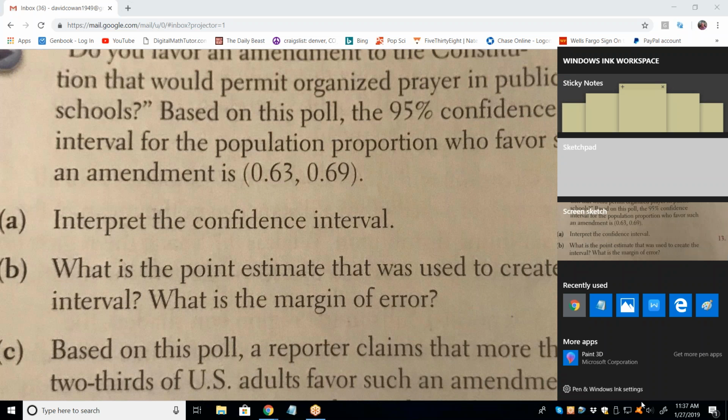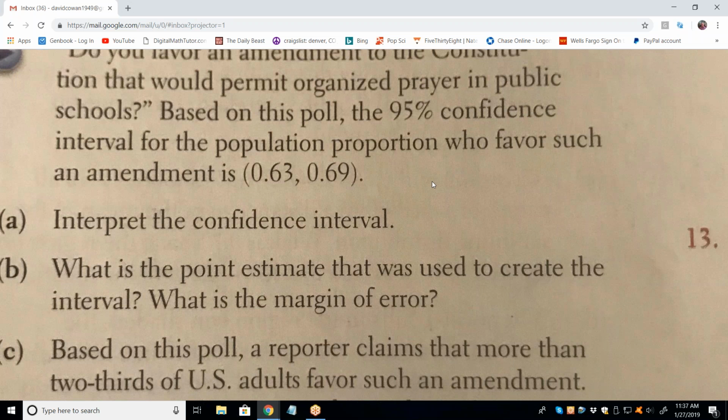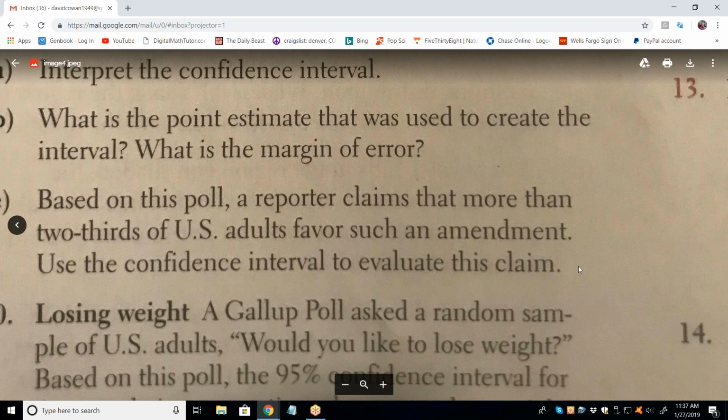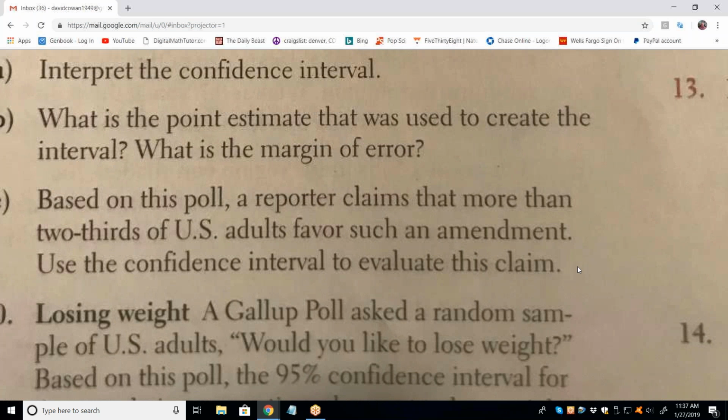So the question is a little bit ambiguous. Clearly, according to this, the true mean is 0.66, which is not greater than 2/3. So I would have to say that he is incorrect to evaluate that claim. Mm-hmm. It's close. I don't know whether they mean precisely 0.667 or not, but 0.6666666.